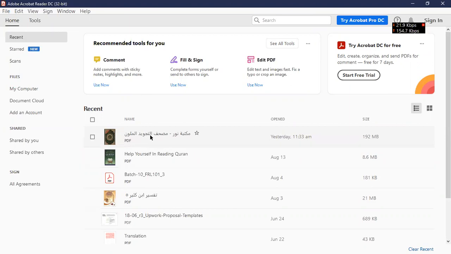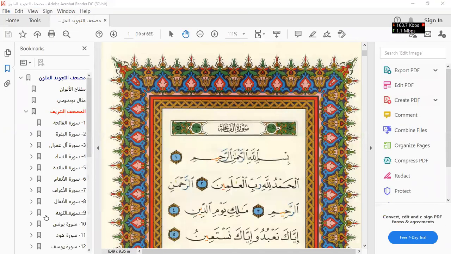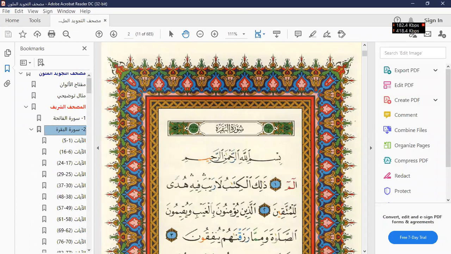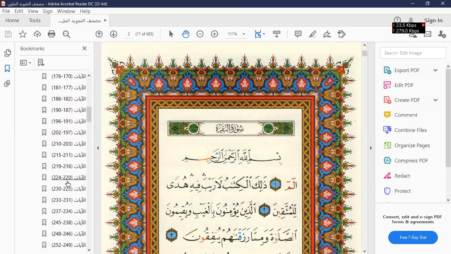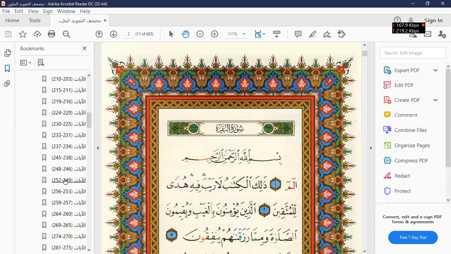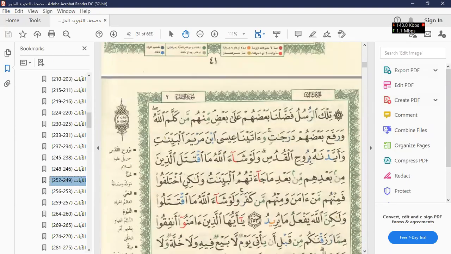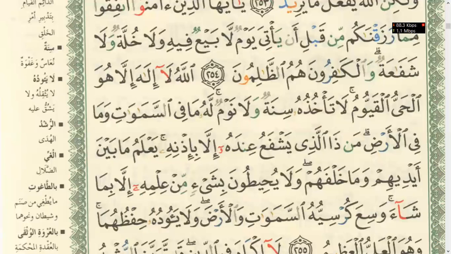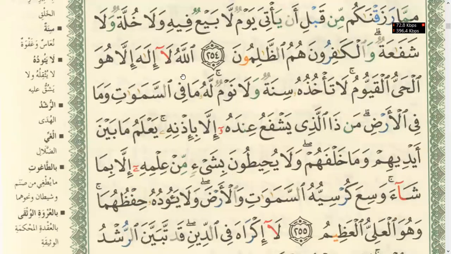What is the ayah number of Surah Baqarah? Does anyone remember? I think 125 or something. Wrong answer. 255? 225? 256? 255. Okay, yeah. So, start it, Mr. Mohammed Samba.